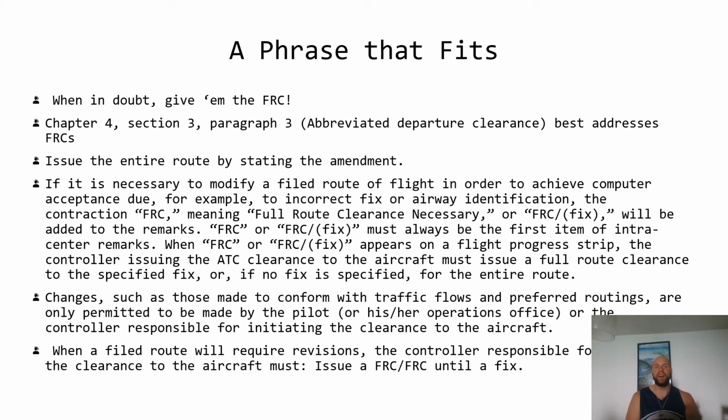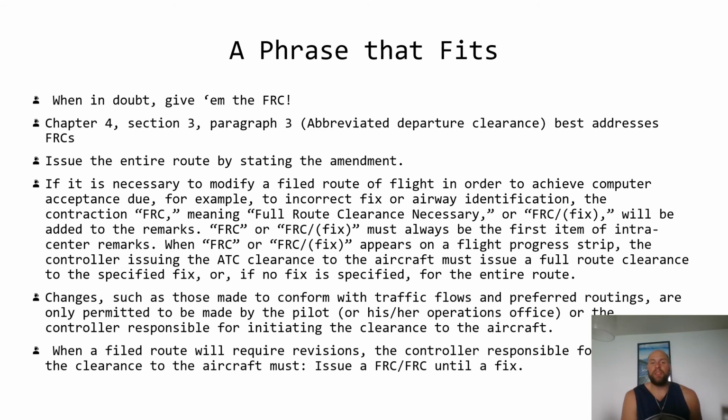So with that being said, the chapter and the section of the 7110 that best describes the situation is Chapter 4, Section 3, Paragraph 3, abbreviated departure clearance. Even though we're not on the ground and the aircraft is on the ground and we're not giving a departure clearance from a clearance delivery position in a tower or in a TRACON, this kind of fits the situation. Issue the entire route by stating the amendment. Shucks, we are going to give the entire route by restating the amendment.